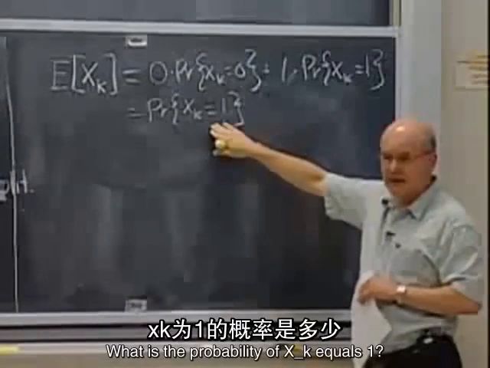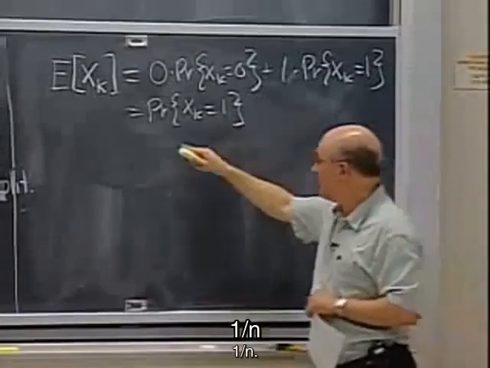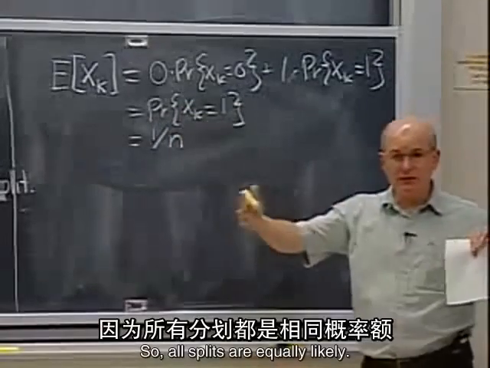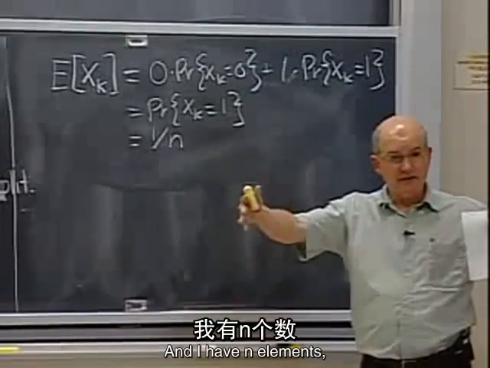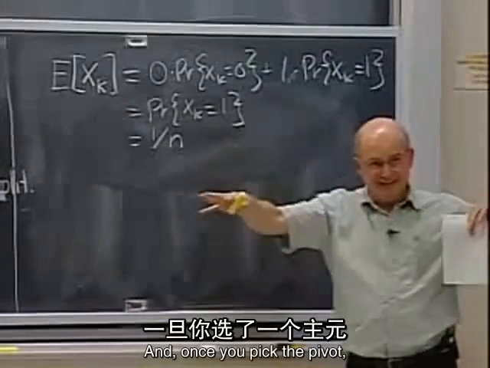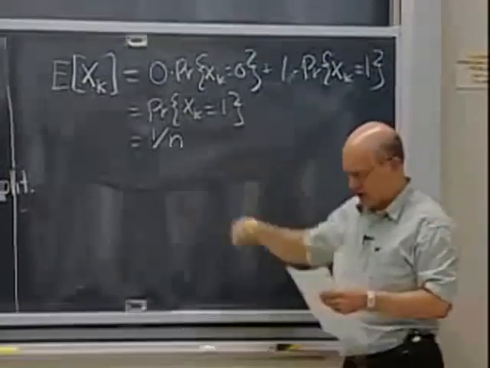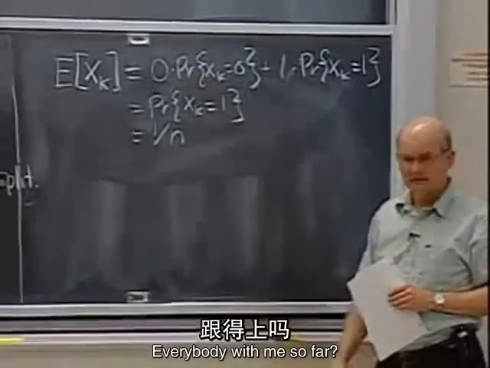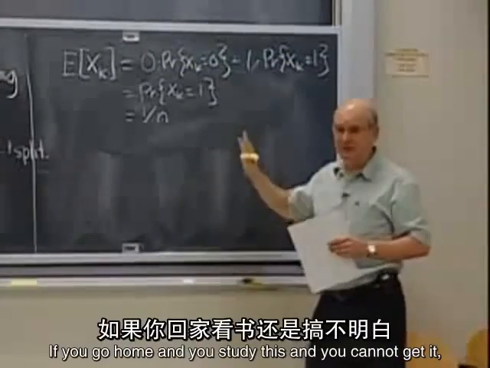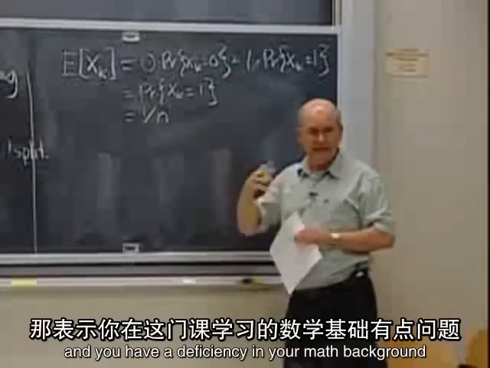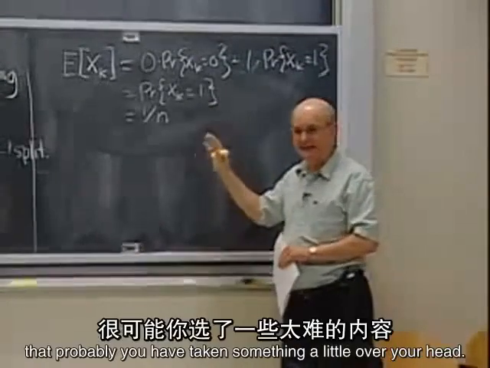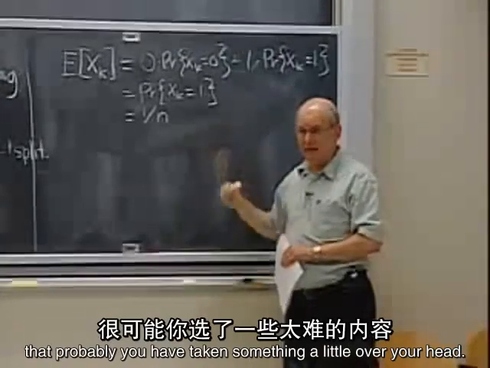So what is the probability that x sub k equals 1? 1 over n. So all splits are equally likely, and I have n elements. So each one has a 1 over n chance of being picked as the pivot. And once you pick the pivot, that determines what's on the left and the right and so forth. So that's 1 over n. Everybody with me so far? More or less? As I say, this is going to test whether you're in the class. If you go home and study this and you can't get it, and you have a deficiency in your math background, this is a good indication that you've probably taken something a little over your head.